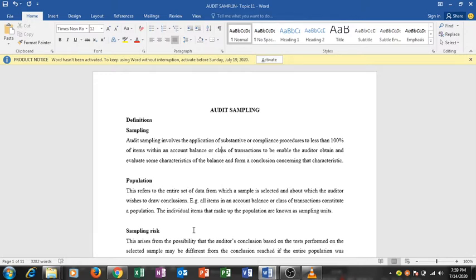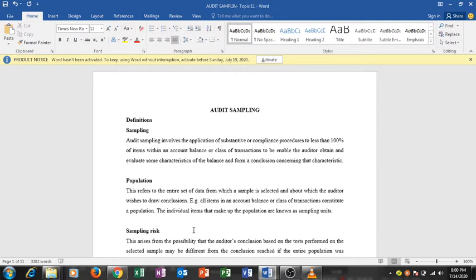But first, before we discuss audit sampling, we need to understand some terms which are commonly used in this particular chapter. Those terms include sampling first.